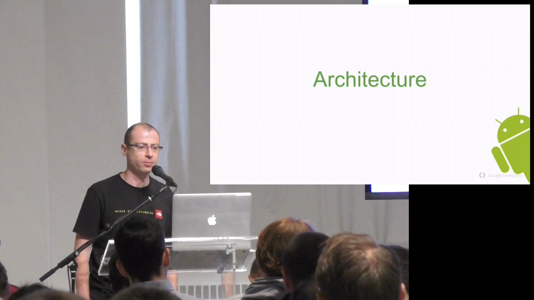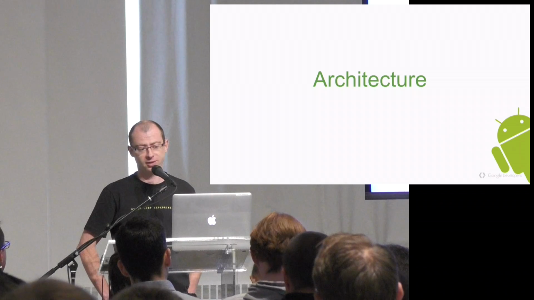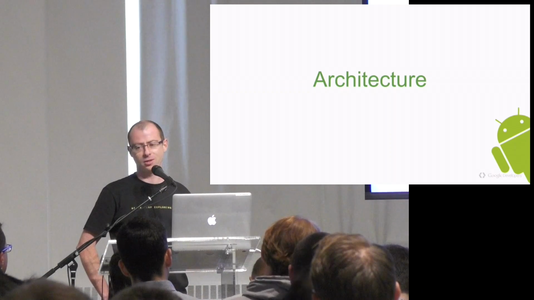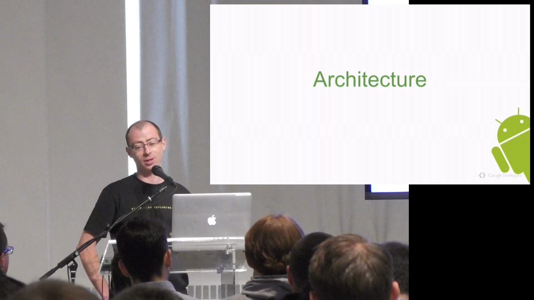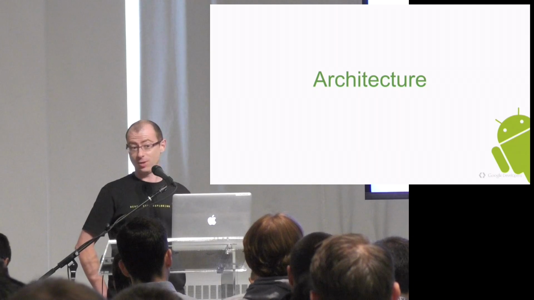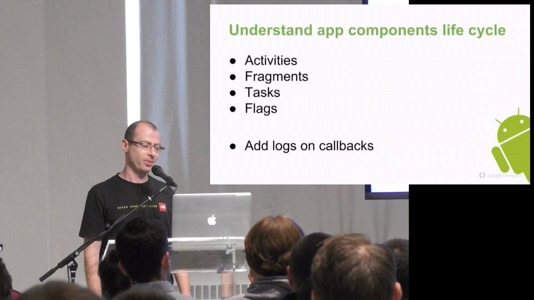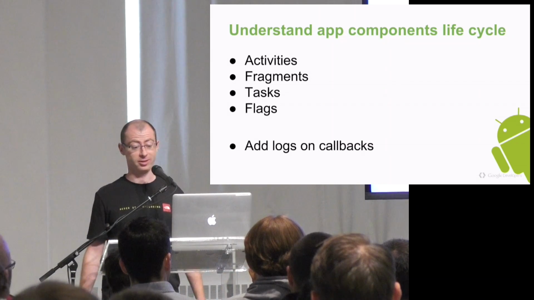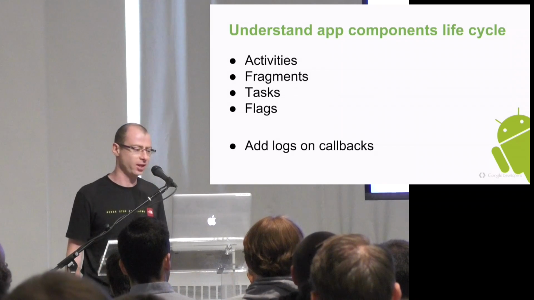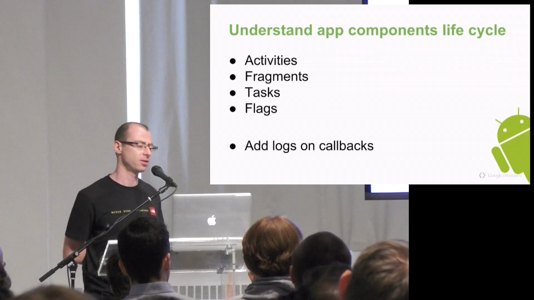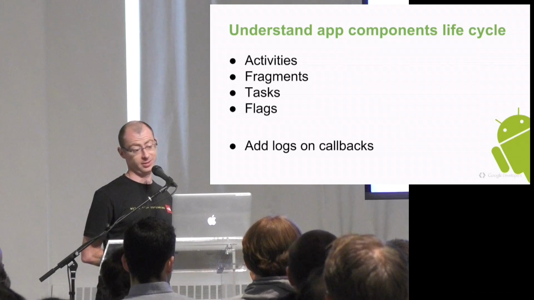From what I have heard from the companies I'm working with, bugs around the lifecycle and architecture are the most prominent and the most annoying bugs. Let's make sure that you have fewer bugs of this type. So, please understand app components lifecycle. You need to understand very well what is an activity, what are the flags around activities, what are fragments, what are stated fragments, what is a task, and what are flags.